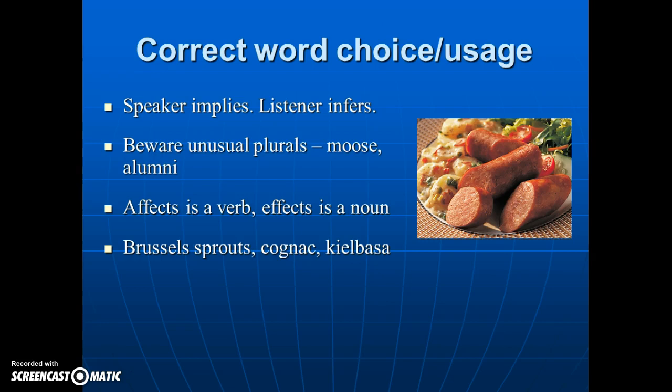English is a very difficult language to learn all the ins and outs of grammar, but we'll continue to try. And the big thing is to focus on the common ones that come up and get those squared away. And then finally, unusual words that have unusual plurals. Look all those up. Brussels sprouts, cognac, kielbasa.